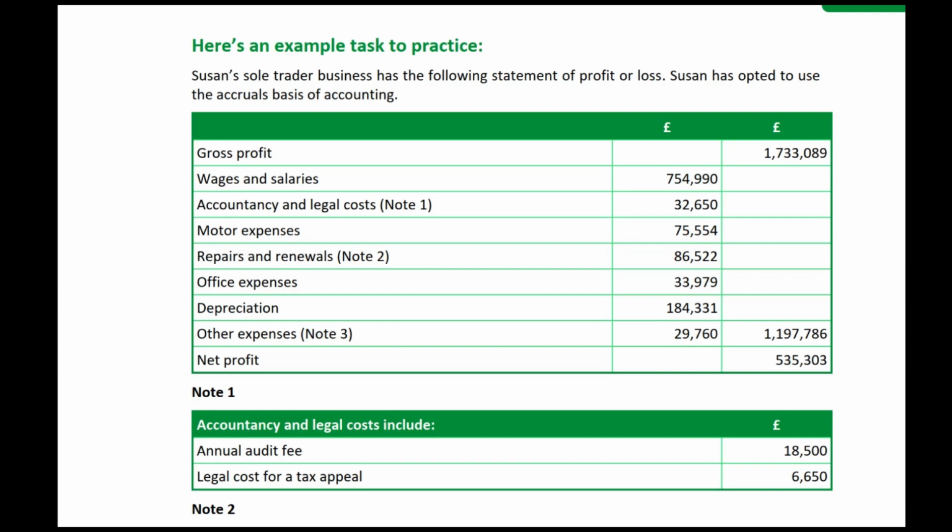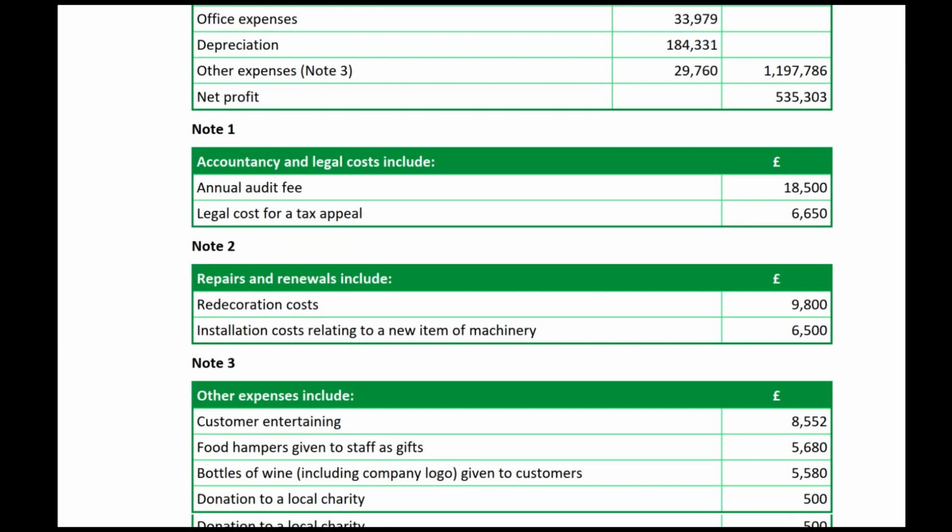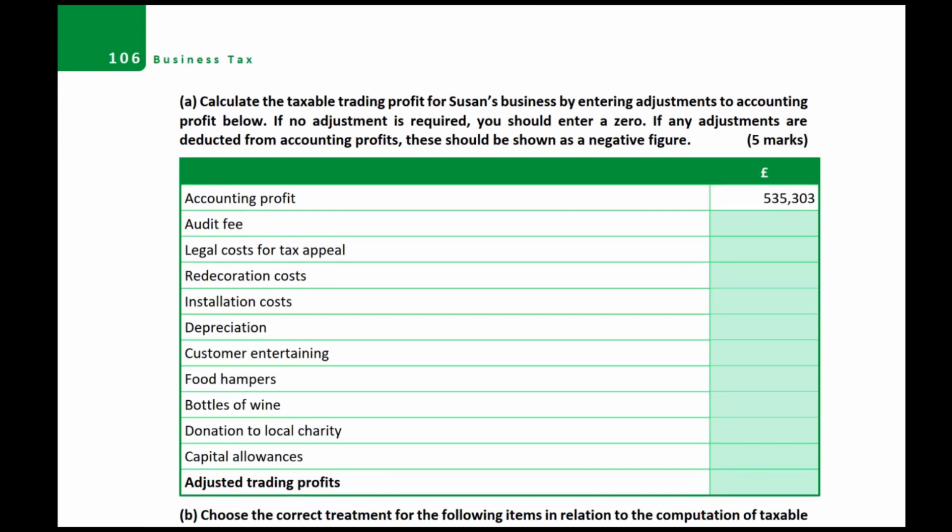Look at the requirement first: calculate the taxable trading profit for Susan's business by entering adjustments to the accounting profit. If there's no adjustment needed, enter a 0. Don't forget that, because otherwise the examiner might think you didn't know what to do and just left it blank. You're only going to get the mark if you put a 0. If the adjustments are deducted from the accounting profits, then we should show them as negative, and if the adjustment needs to be added to the accounting profit, then it should be a positive number. So that's what we're going to be doing.